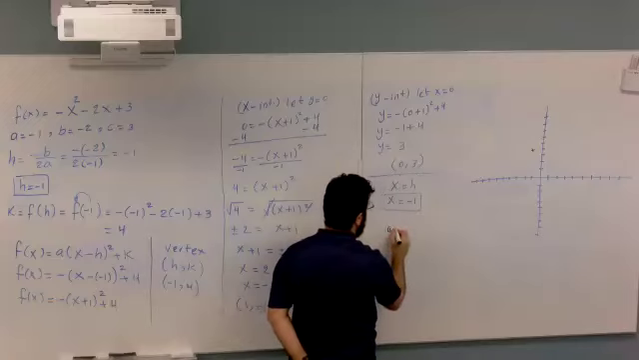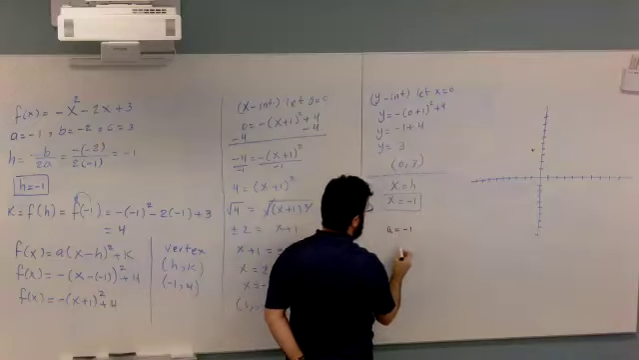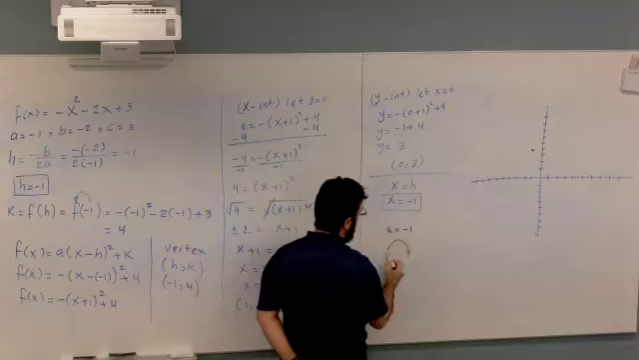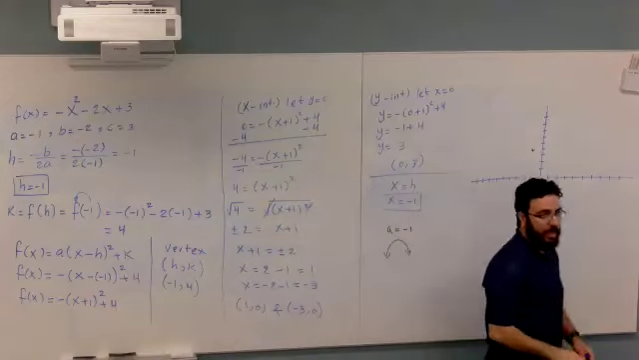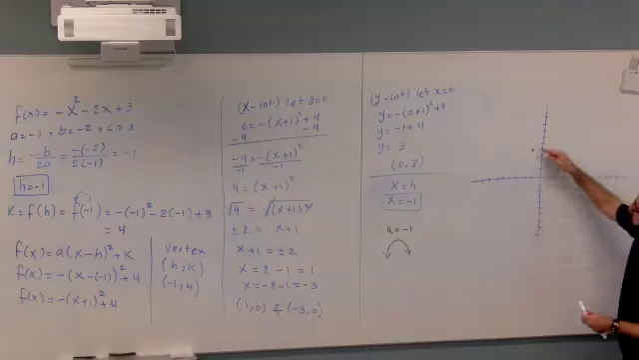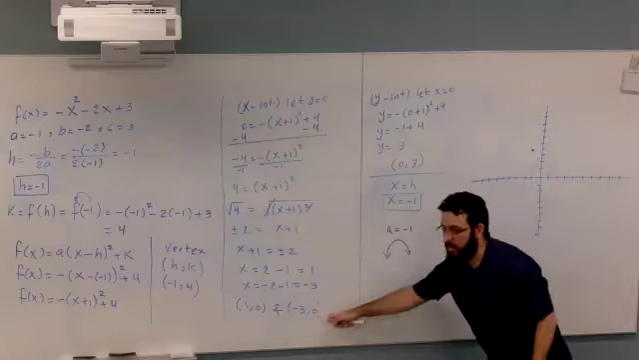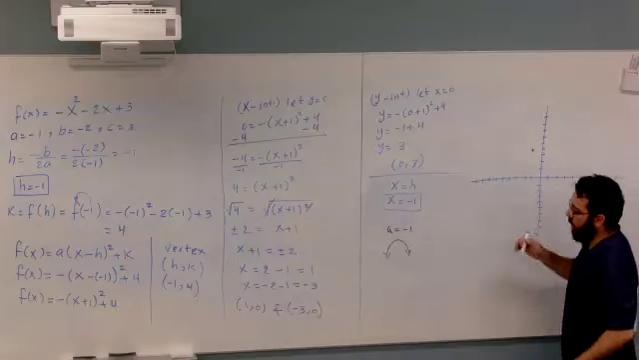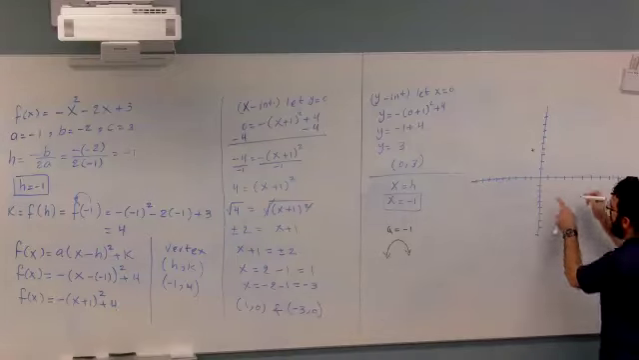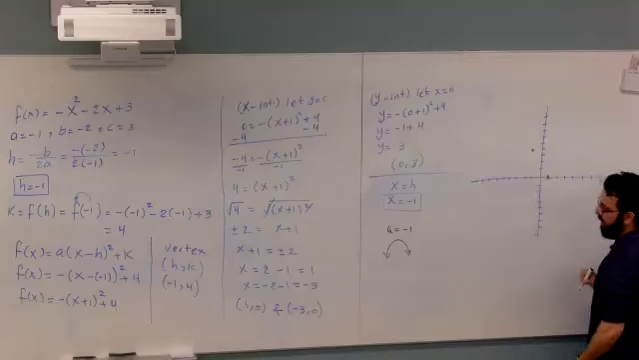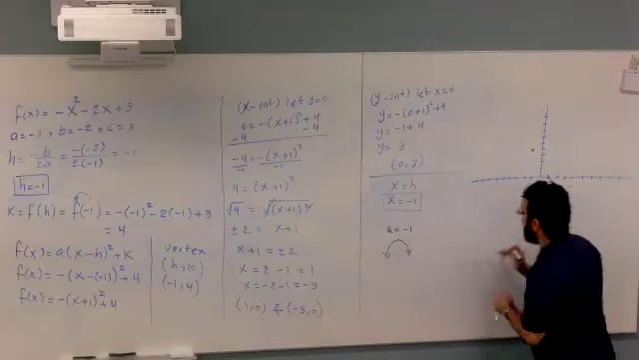I know the value of a equals negative 1, so the graph is going to be downward like this. Now what else? How many x-intercepts? The first one is (1, 0), which is here, right? And the second one is (-3, 0).